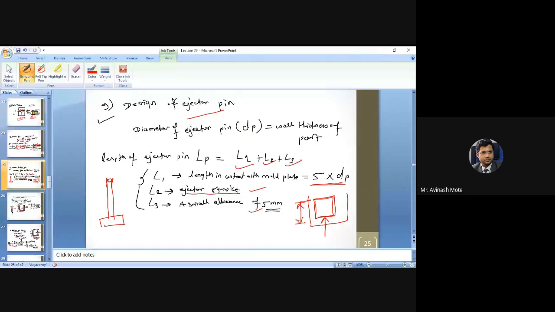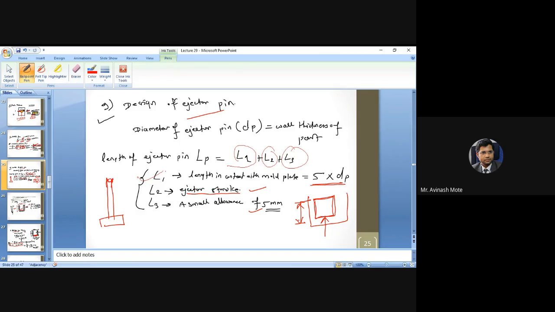Then design the ejector pin. Now the ejector pin is a simple component which acts as a pusher. It means it removes the component from the cavity. The dimension of the ejector pin depends on three different factors: L1, L2, L3, and the addition of L1, L2, L3 will give you the ejector pin length. So how do we calculate the ejector pin length?